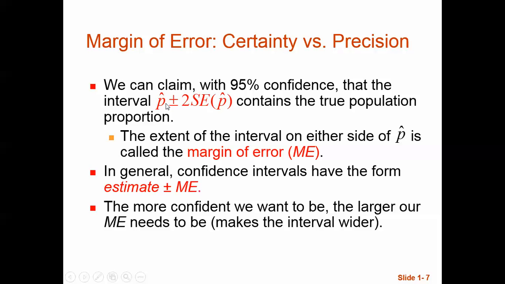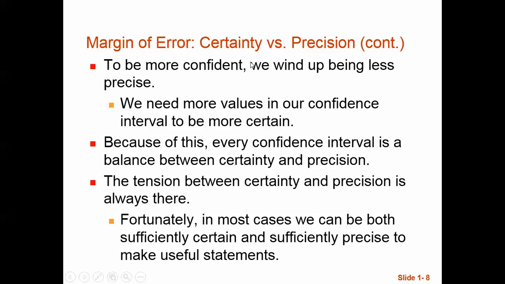Now, when we take the p hat, we put that at the center of the confidence interval, and we extend two standard errors on either side. We call that distance on either side the margin of error, and we can write a general form for a confidence interval as the estimate plus or minus the margin of error. The more confident we want to be, the larger the margin of error is going to be. But to be more confident, we're going to be less precise. The wider the interval is, the less precision there is in our estimate.